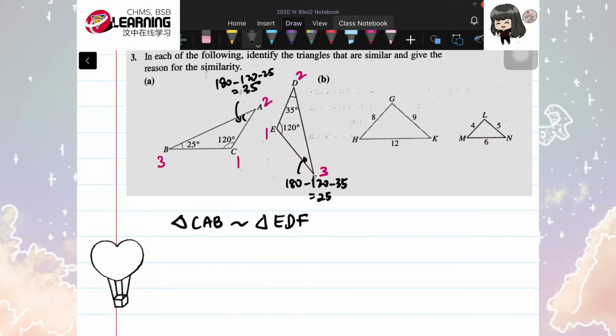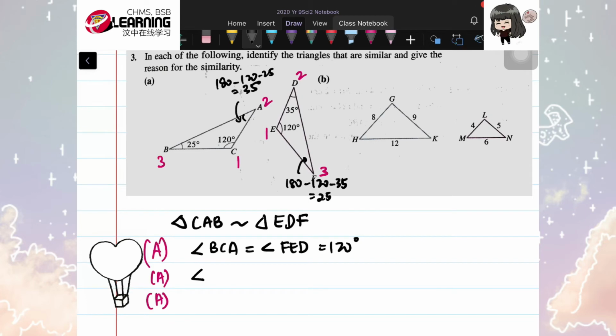So I already identified the triangles that are similar, so now we have to give the reason. We know that it's angle, angle, angle. So now we have to mention which pairs of angles are equal. I will do the first one first, number 1, which is 120 degree. Angle BCA is equal to angle FED, and it's equal to 120 degree. Or you put brackets also can.